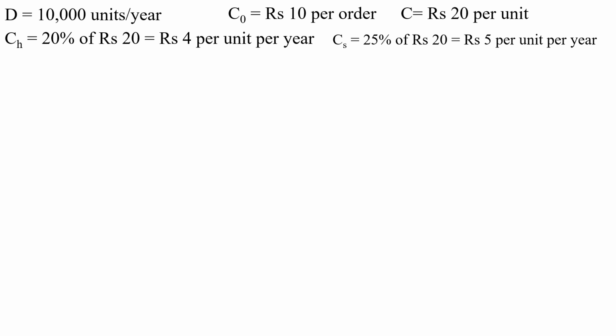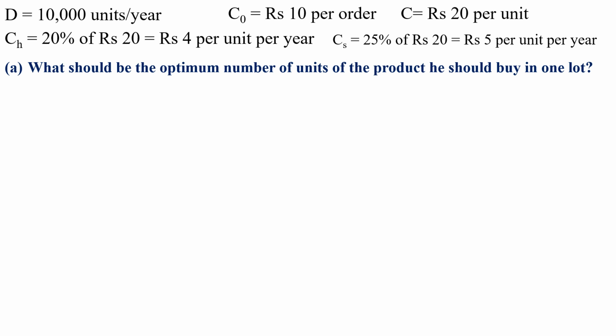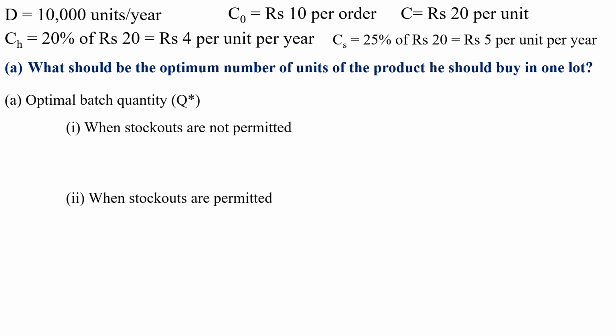So let's see the problem. First we have to determine what should be the optimum number of units of the product he should buy in one lot. Here I have to determine the optimal batch quantity, that is Q star, when the shortage is not allowed and when the shortage is allowed. So first, when stockouts are not permitted, so shortage is not allowed, that is model 1A.